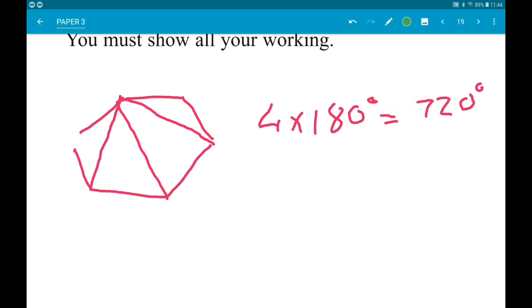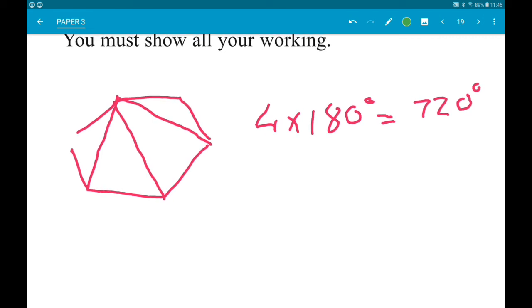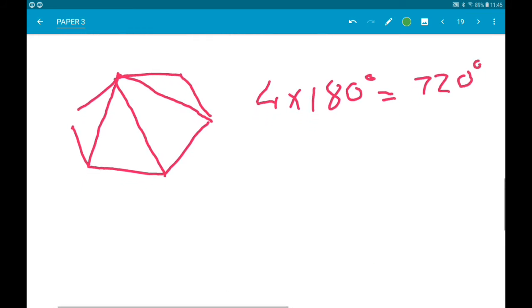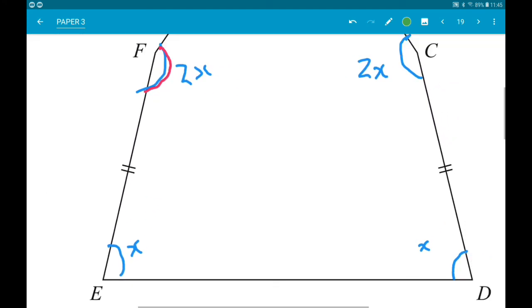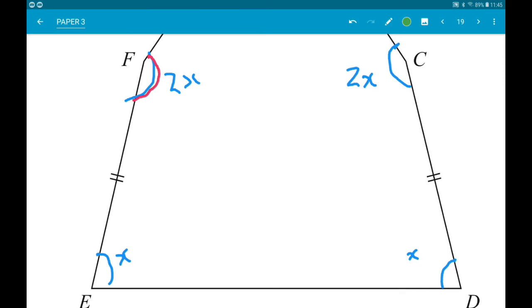So what we can do now is add up all the angles we have inside the hexagon. So we have 2 times 117, so that's 234. And then we have 2 lots of 2x and 2 lots of x. Altogether then, that is 6x.